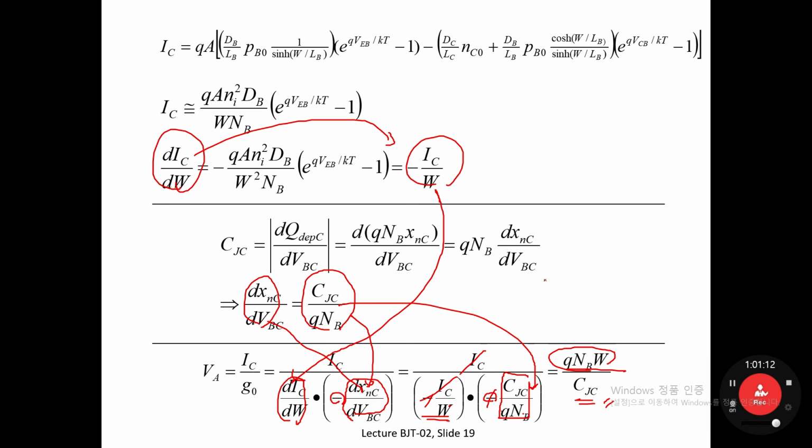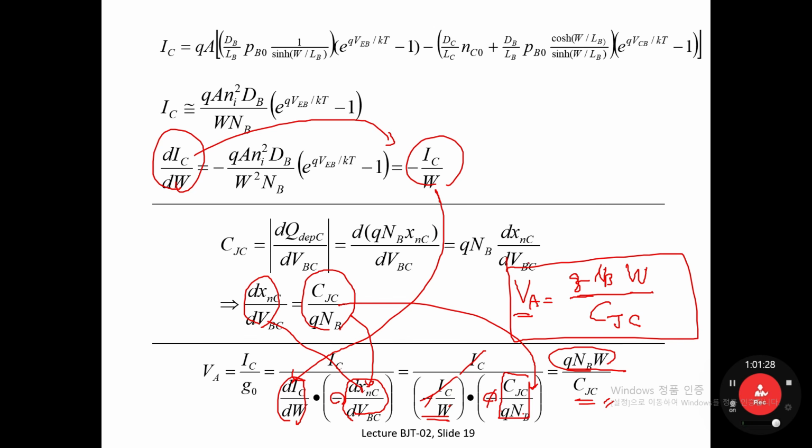All right, we are done. The Early voltage V_A is defined as unit charge, base doping concentration, quasi-neutral base width, divided by what? The junction capacitance of the collector junction. So this is the very simple equation for Early voltage.